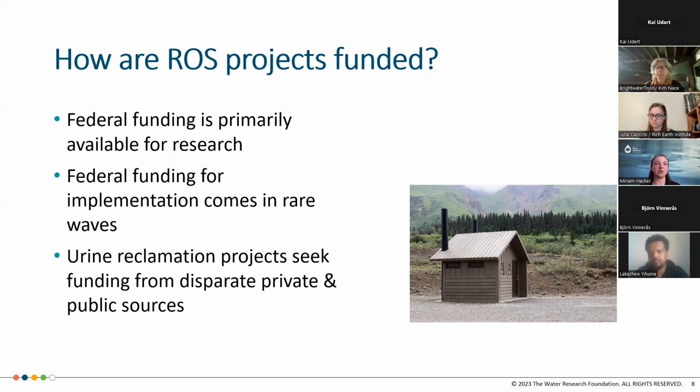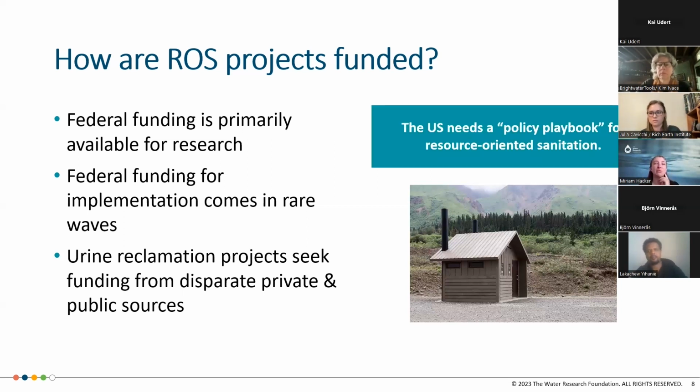So for example, right now, there's a huge emphasis in the US on environmental justice and access to equitable water solutions. And what that looks like is resource-oriented sanitation is a potential avenue for that, to accomplish that. And so rather than looking for specific funding for resource-oriented sanitation, it's trying to take advantage of opportunities to see how it integrates into some of these other priorities that people are identifying. What we really need, though, is a policy playbook. We need to understand what are the different avenues for funding and how can we create a more supportive environment for it.